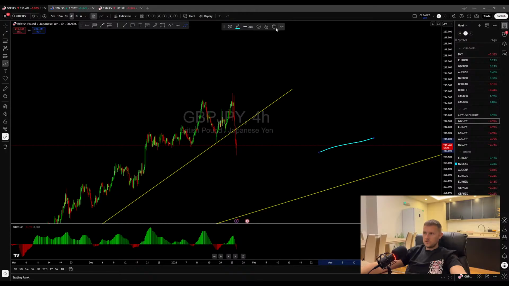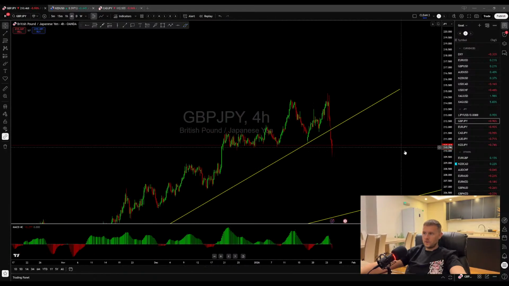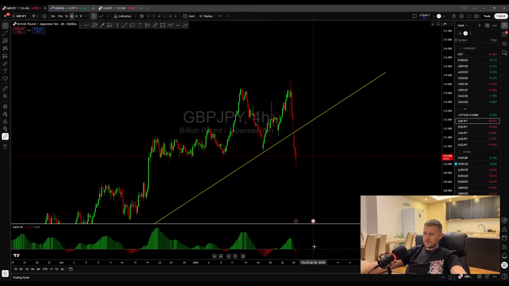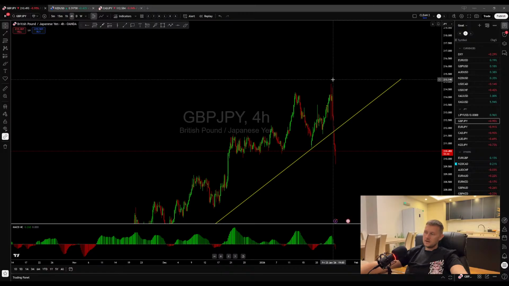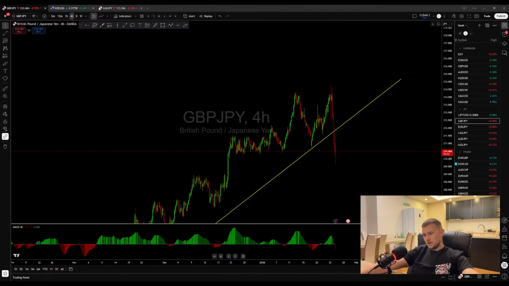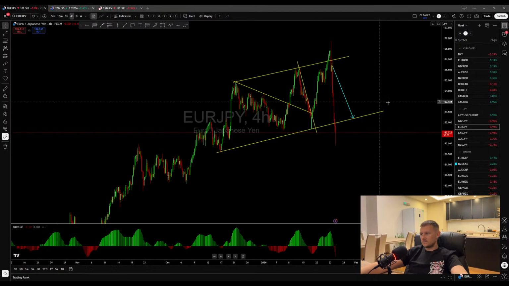GBPJPY, we've been talking about it at the beginning of the week. On the previous Monday, what we were talking about was this move to the upside. From there it starts going up, tagging the top and then reversing. What the price did was go exactly to the future reversal point, to that reversal spot. Then it confirmed the reversal and started to reverse to the downside.